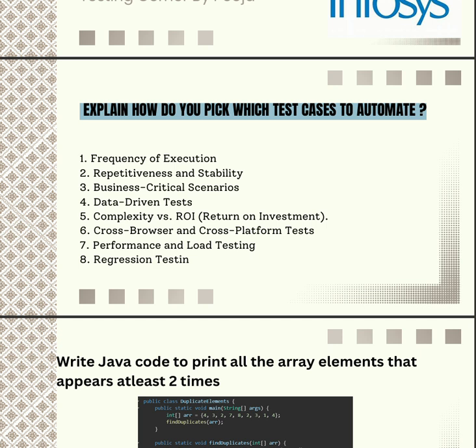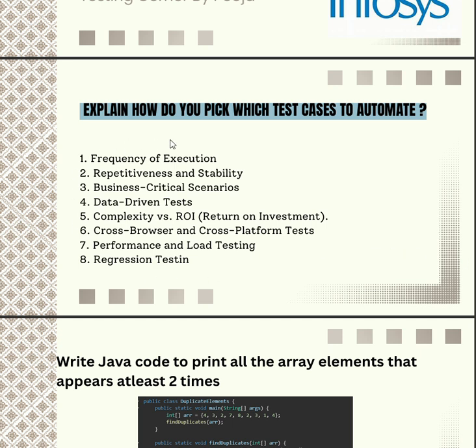And the next point is regression and cross-browser testing. Automated tests help validate the impact of code changes across different browsers and environments. Selenium Grid or cloud services like BrowserStack or Sauce Labs help in parallel execution. Next point is performance and load testing, which is useful for performance validation. Tools like JMeter can be used to simulate multiple user access in the system.